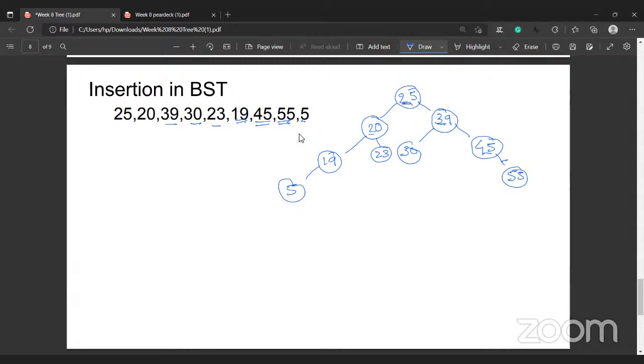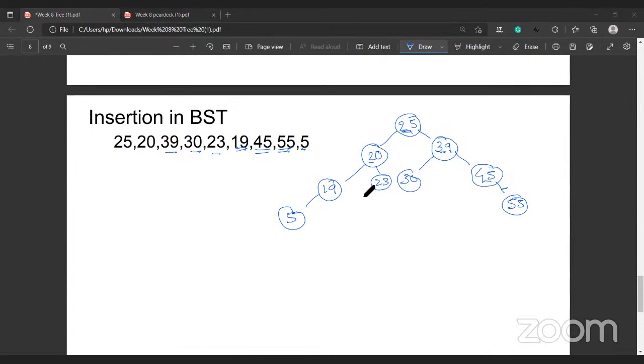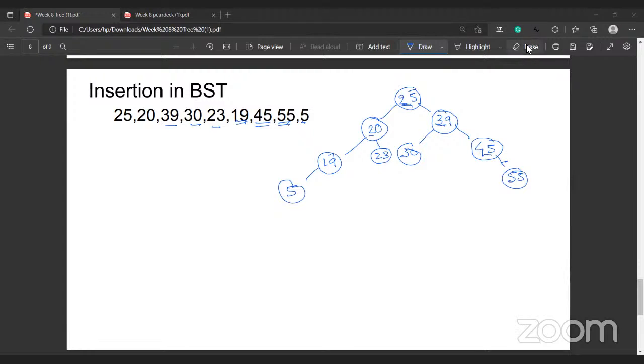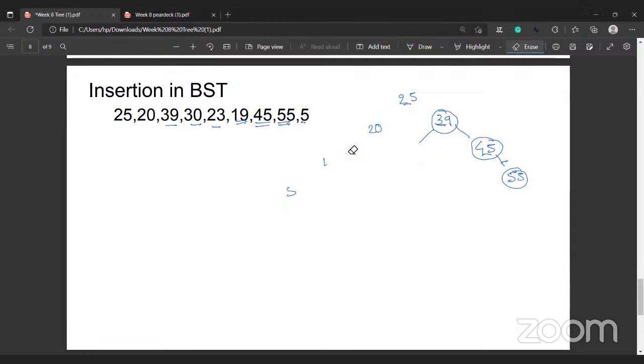So everyone got it, how to insert in BST, insertion in BST? Hello. Yeah, sir. Yes, sir, got it. Okay, so let's insert another.